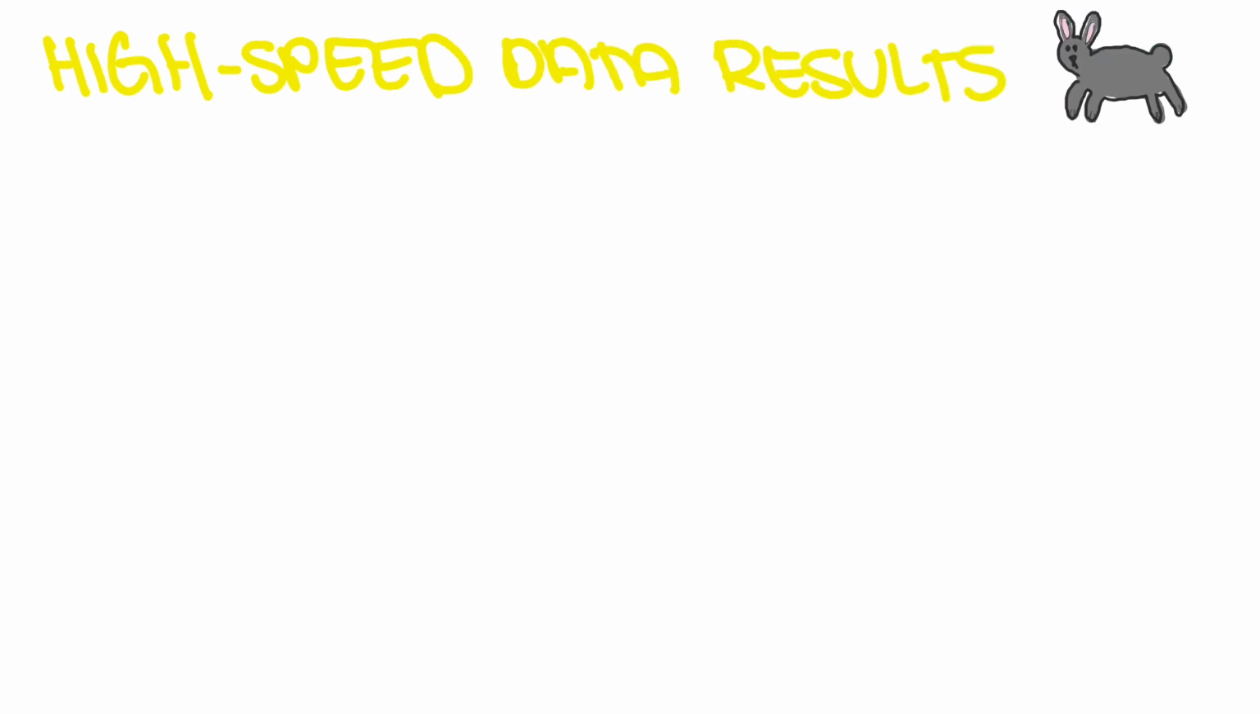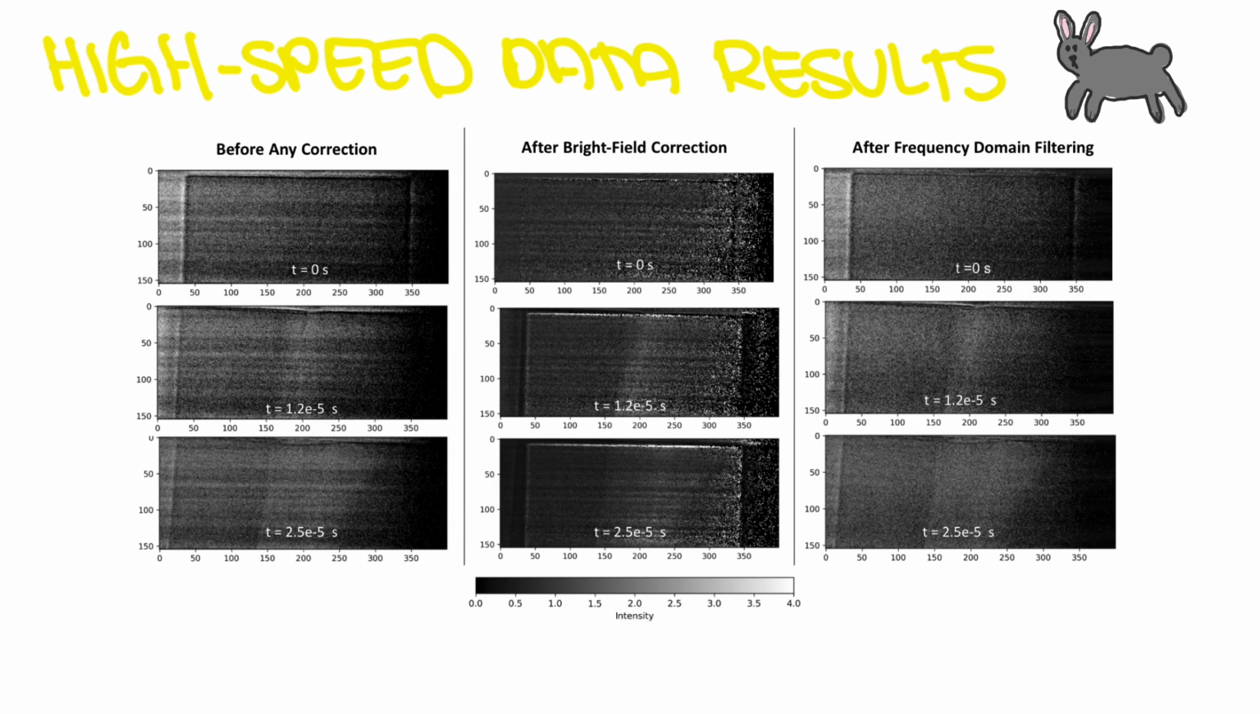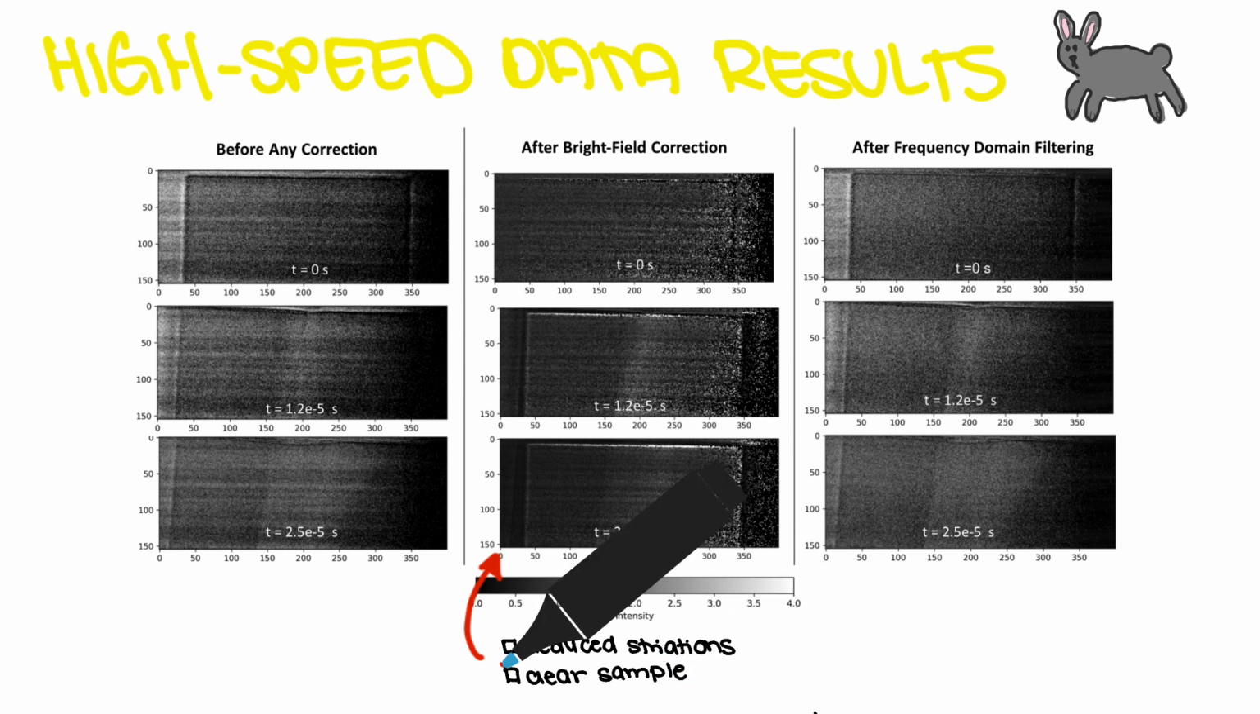These images show a sample of glass as a crack forms in it. On the left are images without any corrections. In the middle is the data after a bright field correction. With this correction, it is difficult to see that the glass is even moving at all, so it fails the clear sample test. As far as the striations go, it may have helped reduce them a little bit, but not a whole lot. So for the high-speed dynamic data, bright field correction seems to fail.